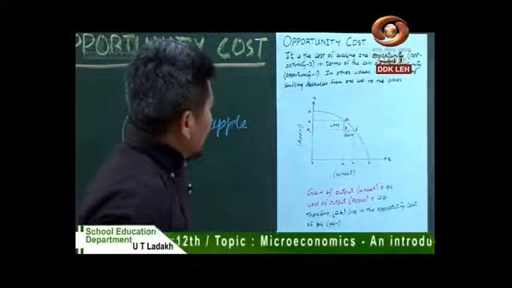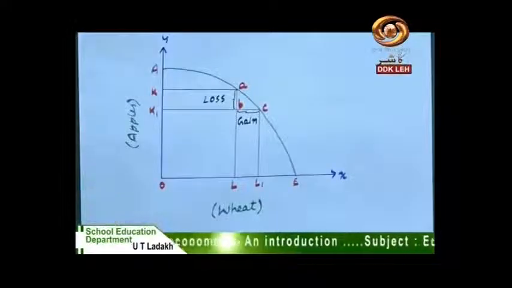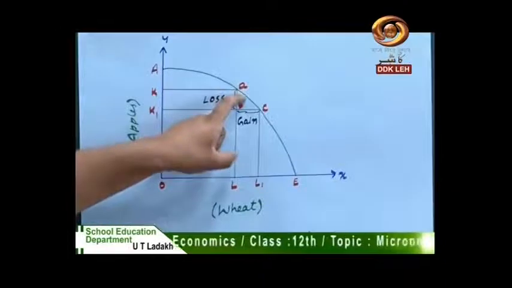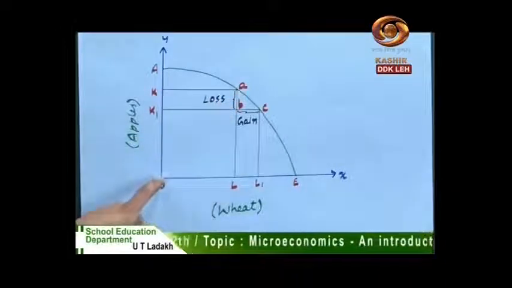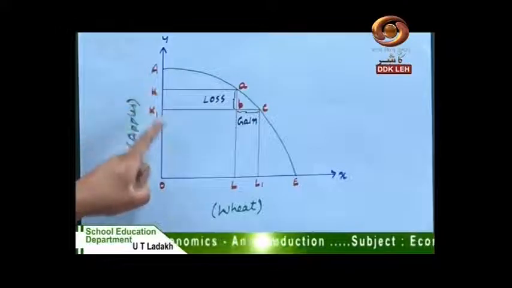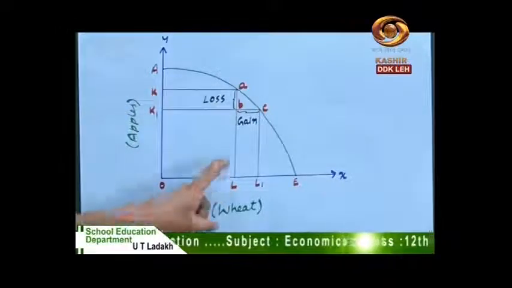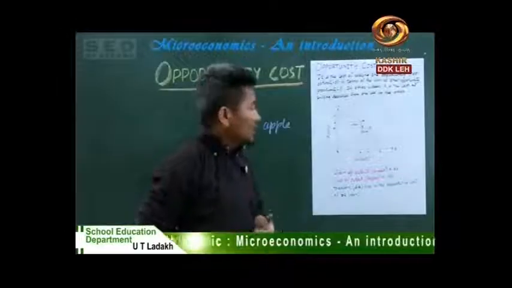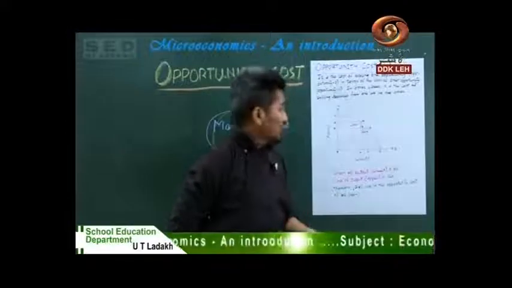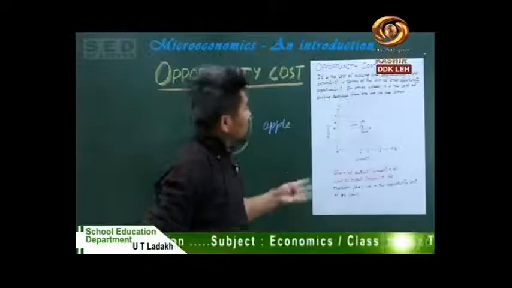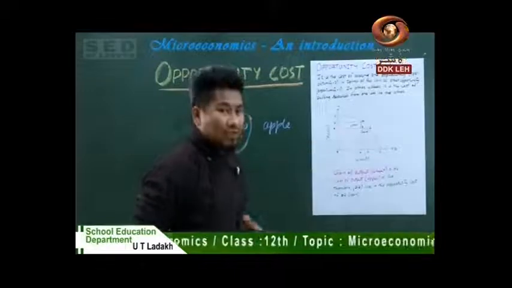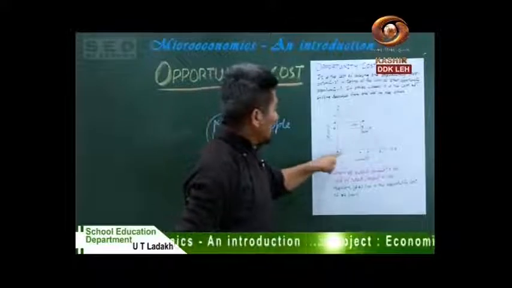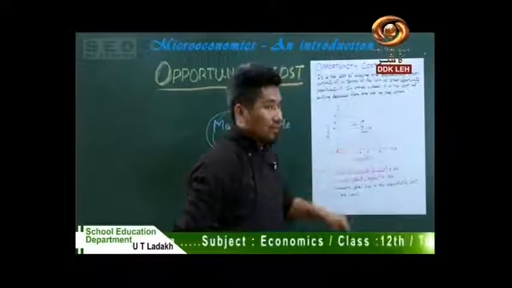Earlier I am producing at a point A, where I am producing OK amount of apples and OL amount of wheat. Now I want to increase the production of wheat, maybe because there are more demands for wheat. So I have increased production of wheat from OL to OL1.